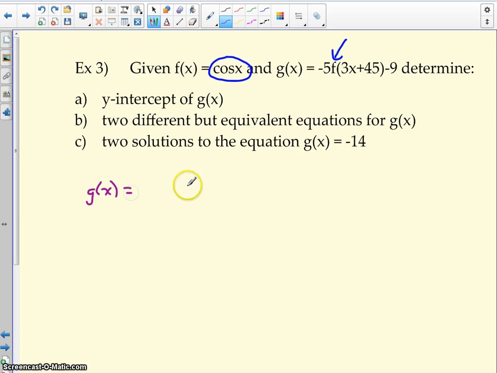So it's going to be negative 5. Now, f of 3x plus 45. Remember, f of 3x plus 45 means you take your function f, and your input has been replaced with 3x plus 45. Well, since f is cosine of x, this is going to be cos of 3x plus 45 degrees.